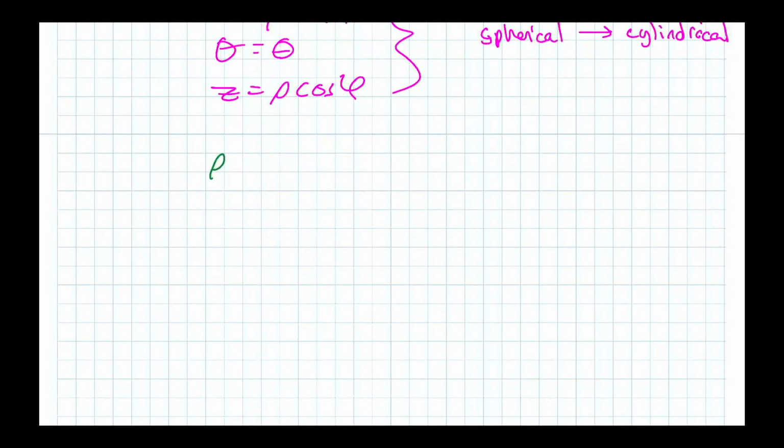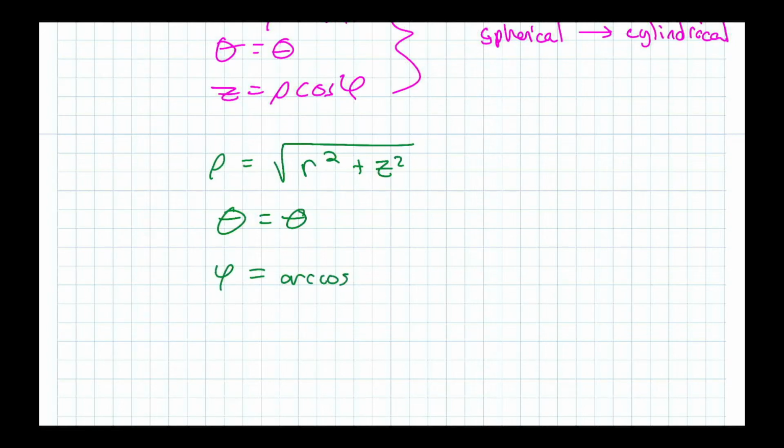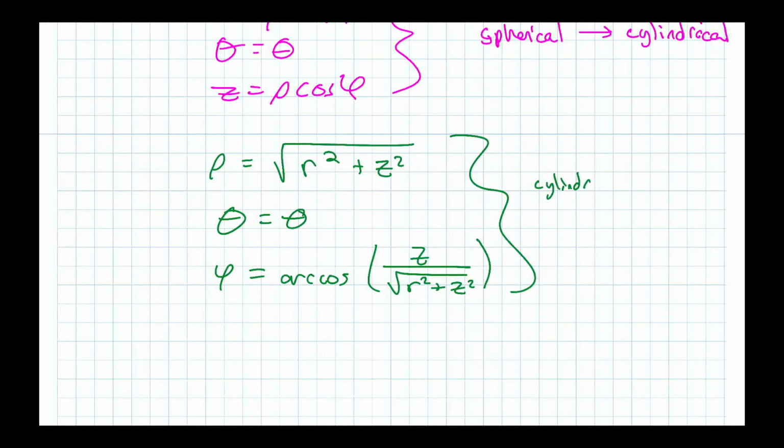Last three actually. Rho equals the square root of r squared plus z squared. Theta is theta. And phi is arc cos of z over the square root of r squared plus z squared. Okay, and these would be used if you're going from cylindrical to spherical.